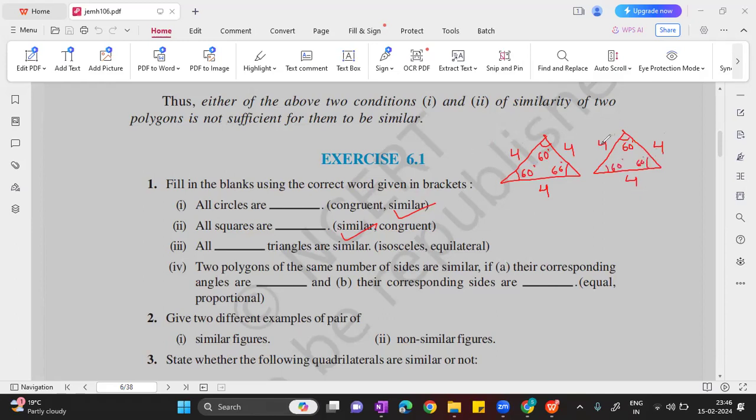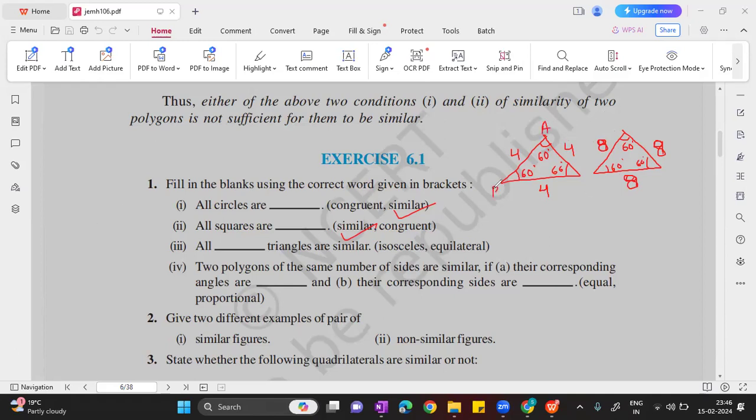Now you can ask why 4 only? If you want, you can change it to 8, right? Because they are two different triangles. So let's say 8, 8, 8. Now tell me, are the conditions being satisfied? Yes or no? Let's see.